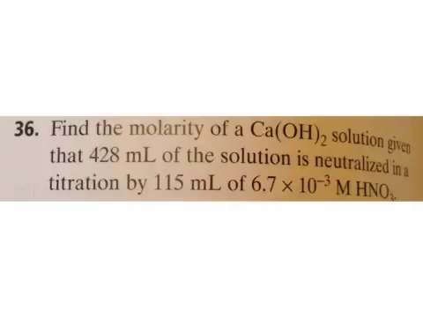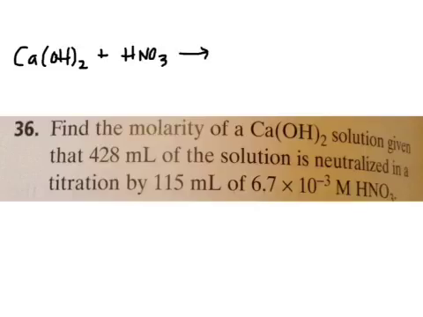Let's review this homework problem. The first thing that I'm going to do in order to solve the problem is write a balanced equation. So calcium hydroxide and nitric acid are going to react, and this is a double displacement reaction. So the hydrogen from the acid and the hydroxide from the calcium hydroxide are going to make the water.